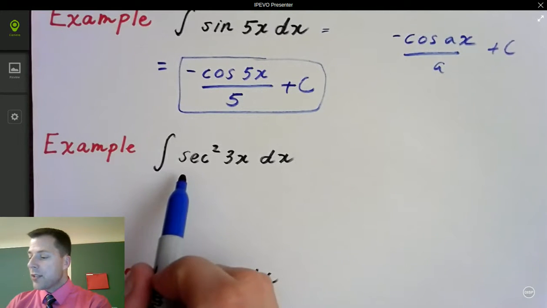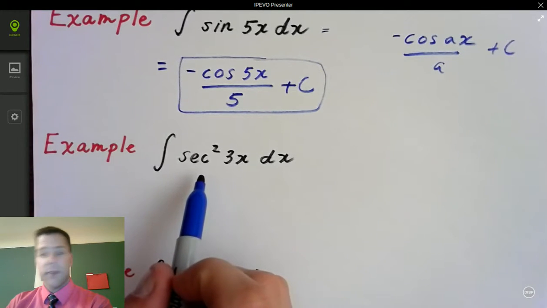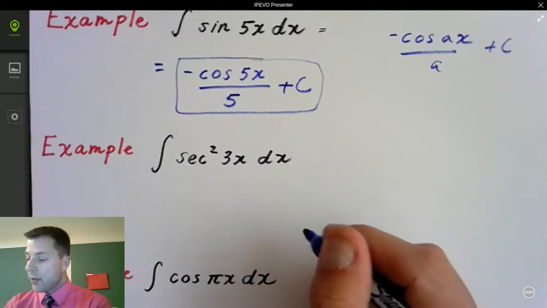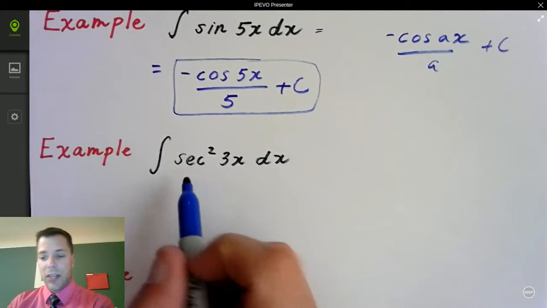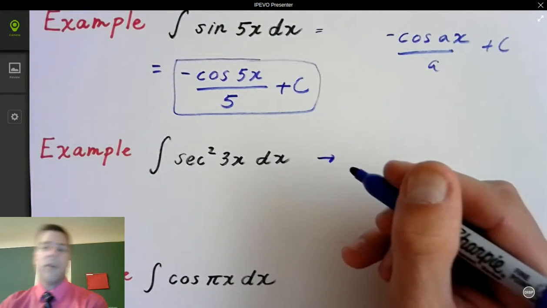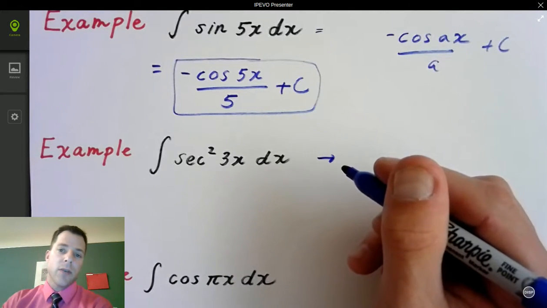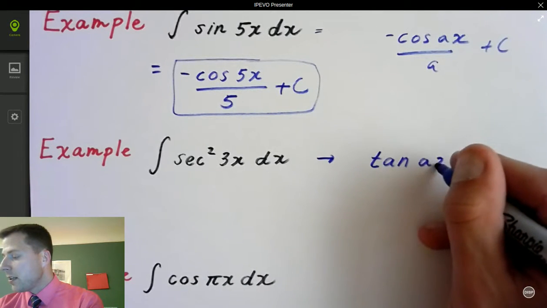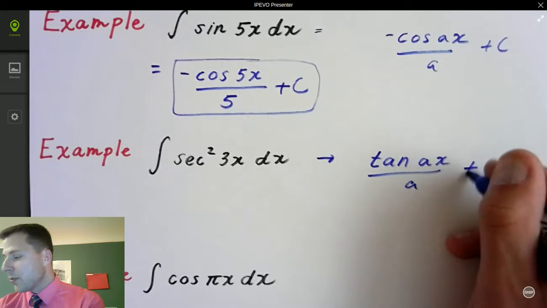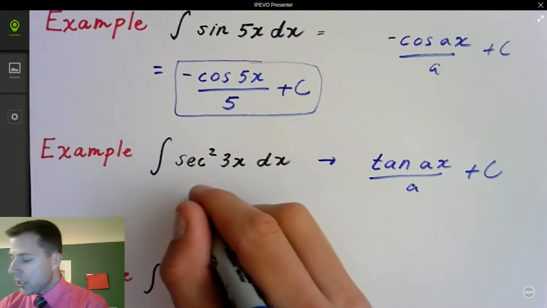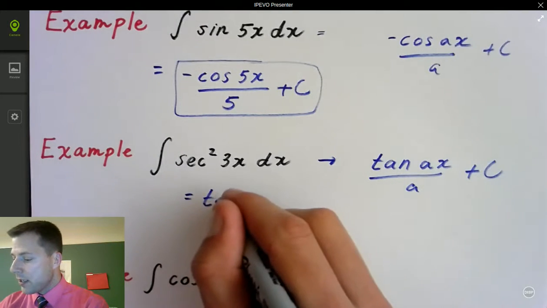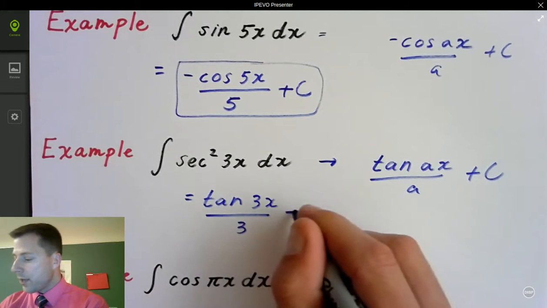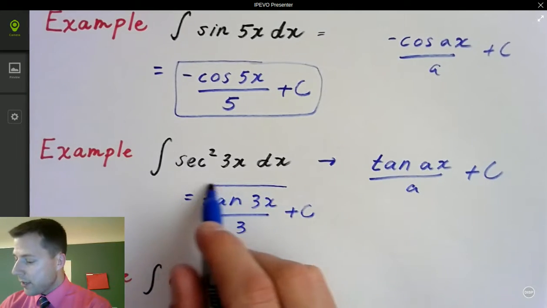All right, so secant squared of 3x. If we look at that, you can think about what function gives you a derivative of secant squared? Well, it's tangent. So you're going to have tan of ax over a plus c. That's the rule, okay? And so now you just plug in. So this becomes tangent of 3x over 3 plus c. Don't forget our constant of integration there.